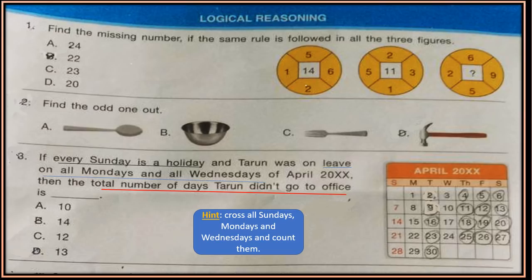Let's start the video with our first question. Find the missing number if the same rule is followed in all the three figures. Now three figures are given and the same rule is followed in all the three figures. So identify the rule and find the missing number in figure 3.